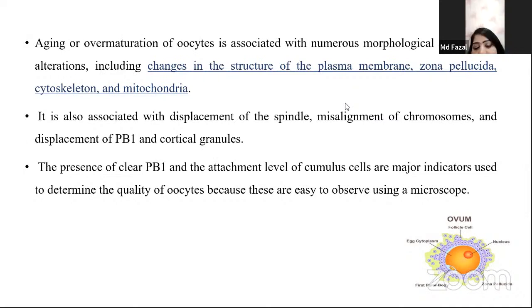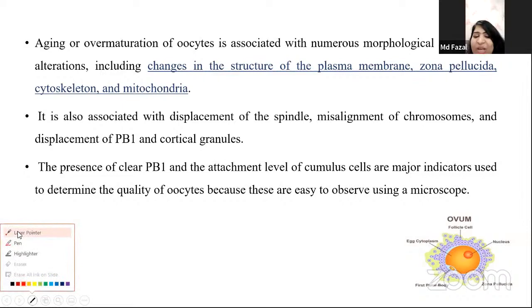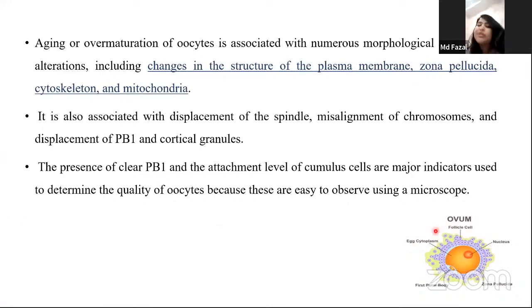Can you see that in the perivitelline space there is a small first polar body. The first polar body is very important, and it indicates the maturity of the oocyte, that is, an M2 oocyte. The presence of PB1 and the attachment of cumulus cells is a major indicator to determine the quality of the oocyte. As I told you, whenever there is cumulus oophorus around protecting the cell, all this will define a good quality oocyte. Next slide, please.